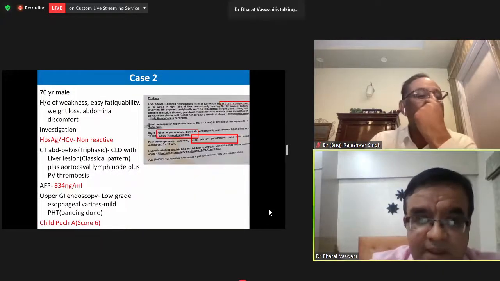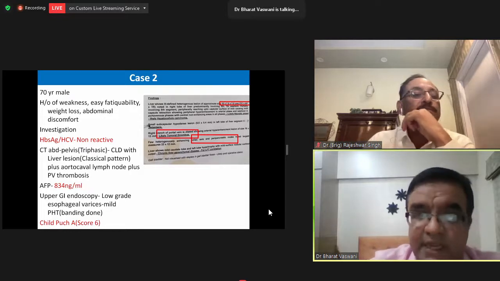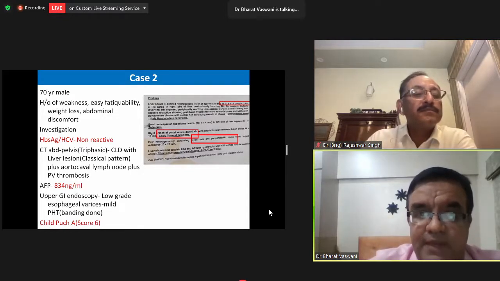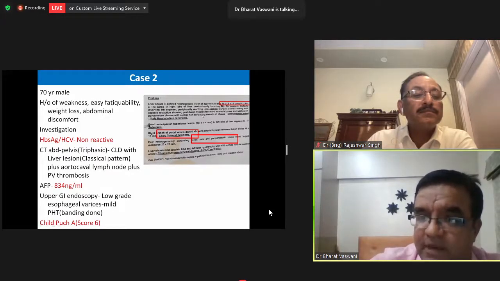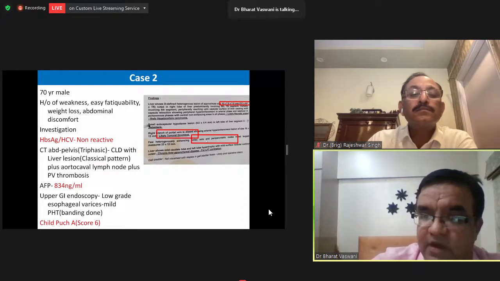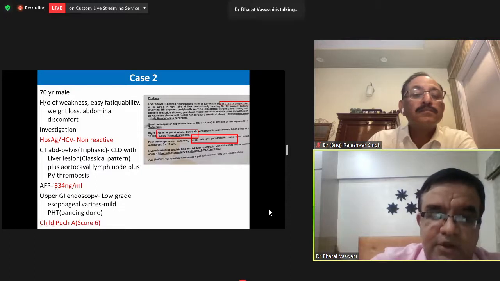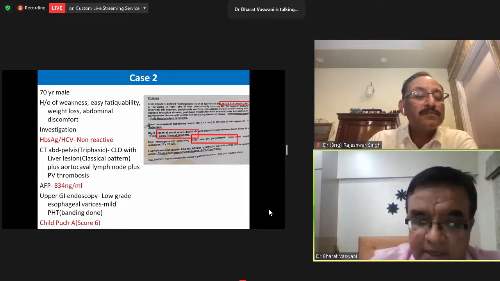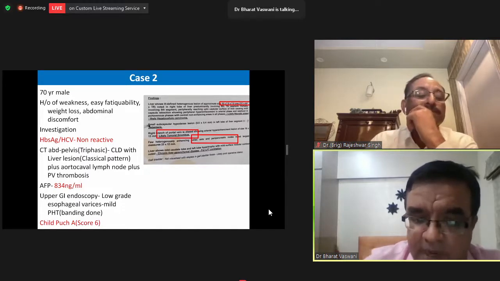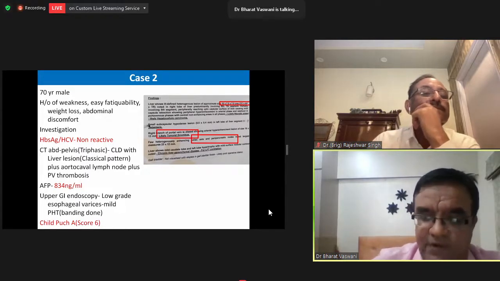One more patient. The difficult thing was an old-aged patient, not exactly 70-year-old, with weakness, easy fatigability, 10 kg weight loss, non-HBS, non-HCV, non-reactive. On CT, a big liver mass, 10 by 7.8 by 7, with characteristic arterial hyperenhancement with venous washout. There was one more lesion in segment 2, a tumor thrombus, and an abdominal lymph node. Alpha-fetoprotein on day 1 was 834. Upper GI endoscopy had low-grade varices, which we banded. Child-Pugh was A with a bilirubin of 2.3, otherwise albumin normal, PT normal, no ascites and no encephalopathy.